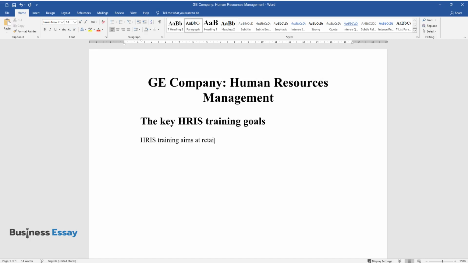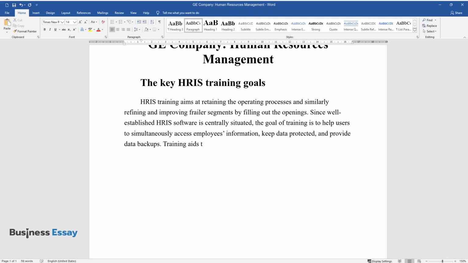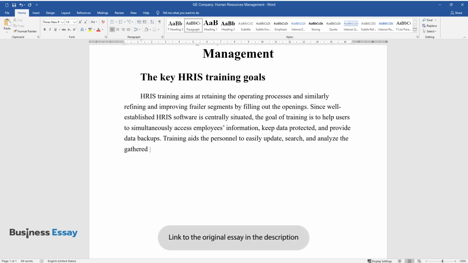HRIS training aims at retaining the operating processes and similarly refining and improving weaker segments by filling out the openings. Since well-established HRIS software is centrally situated, the goal of training is to help users to simultaneously access employees' information, keep data protected, and provide data backups. Training aids the personnel to easily update, search, and analyze the gathered HRM information.